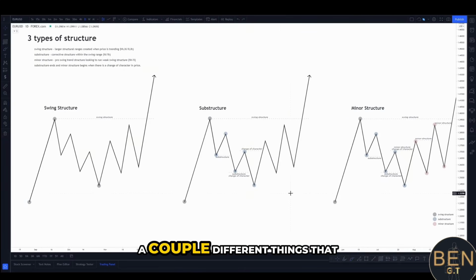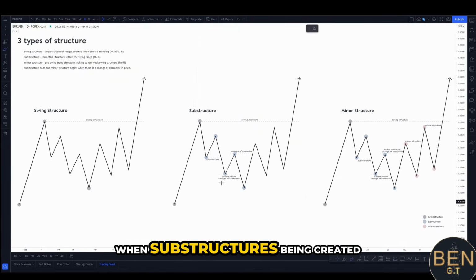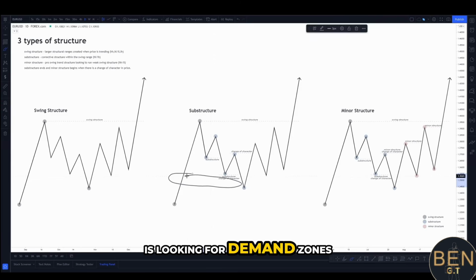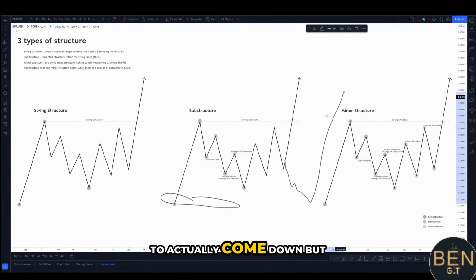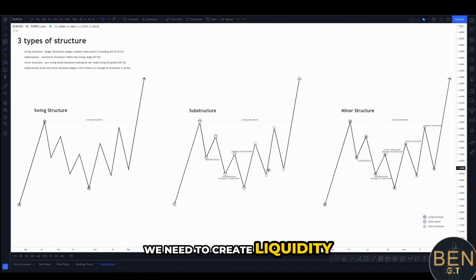Like I said, a couple different things that we would use when substructure is being created is looking for demand zones. What might happen is we have a demand zone at a lower point. We're building liquidity, and price needs to switch back to substructure to actually come down. But in order to do that, we needed to create liquidity. Again, I'm speaking a little bit out of turn in terms of liquidity. We're going to dive into liquidity in so much detail in the next section, so stay tuned for that.